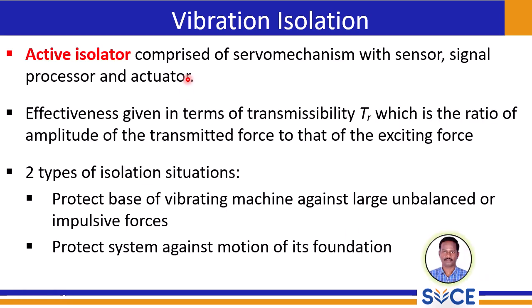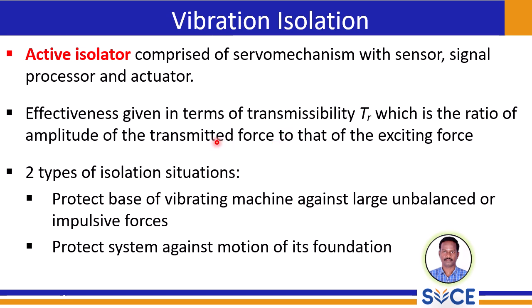An active isolator is a more sophisticated system that incorporates a servo mechanism. This typically includes a sensor to measure vibration, a signal processor to analyze the vibration data, and an actuator to actively generate forces that counteract the incoming vibration. This active control allows for much greater flexibility and effectiveness compared to passive isolators.